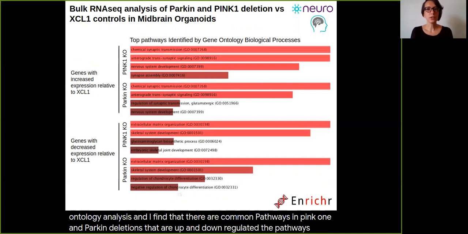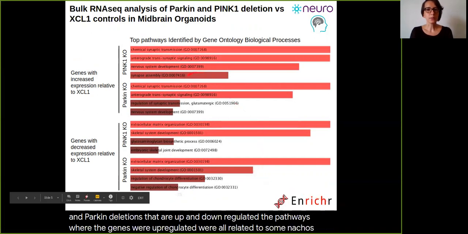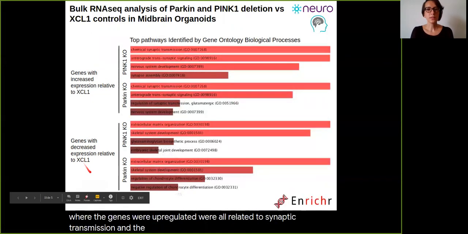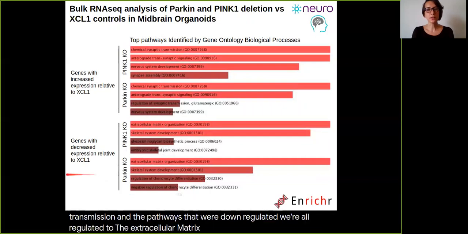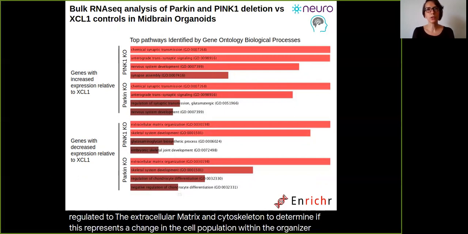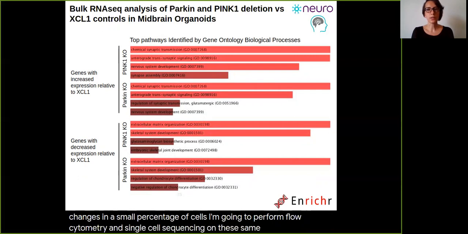The pathways where the genes were upregulated were all related to synaptic transmission, and the pathways that were downregulated were all related to the extracellular matrix and cytoskeleton. To determine if this represents a change in the cell population within the organoids or changes in a small percentage of cells, I'm going to perform flow cytometry and single-cell sequencing on these same organoids.